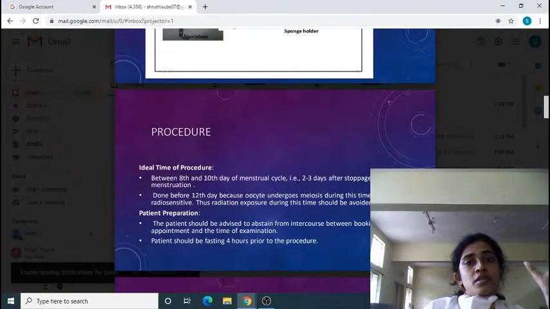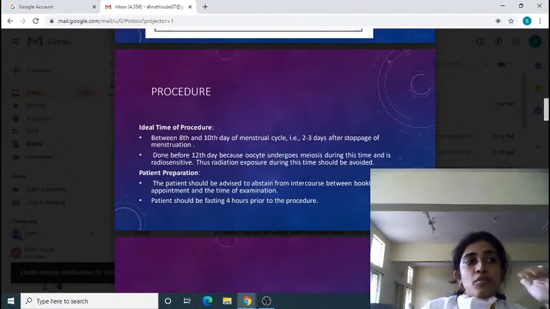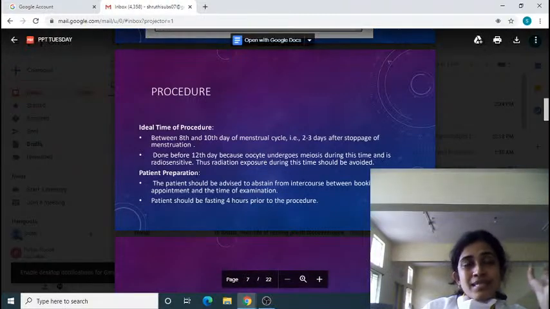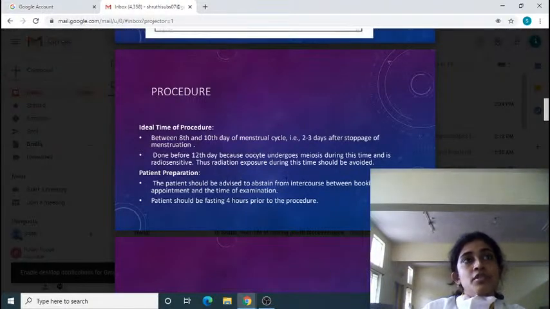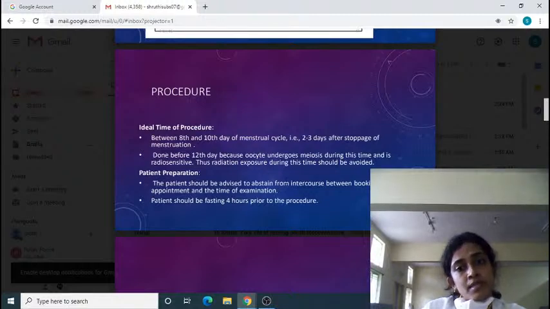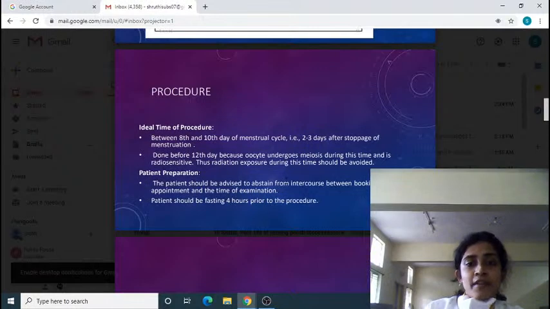So what is the time in which an HSG is done? The ideal time for the procedure is between the 8th and 10th day of the menstrual cycle, that is 2 to 3 days after stoppage of menstruation. It is done before the 12th day because the oocyte undergoes meiosis during this time and it's radiosensitive. So radiation exposure during this time should be avoided, because if the female conceives during that ovulatory cycle, then the fetus will be affected.